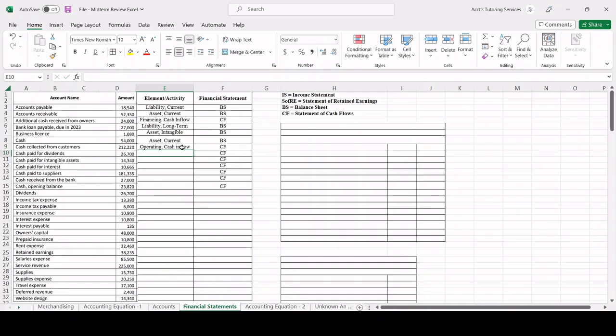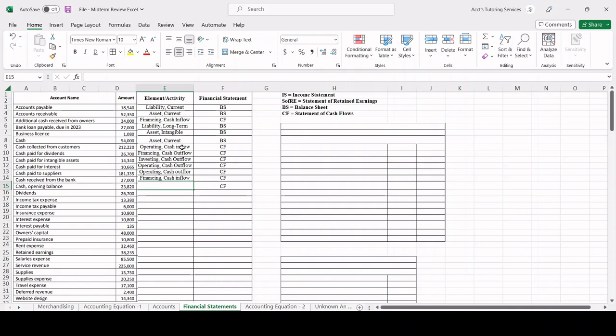Now, cash paid for dividends, that's financing because dividends are a payment out to our shareholders. That's a cash outflow. Then we have cash paid for intangible assets, that's investing. That's going to be a cash outflow. Then we have cash paid for interest. Interest you pay on a yearly basis, so that's going to be operating cash outflow. Cash paid to suppliers, operating cash outflow. Cash received from the bank, that's financing cash inflow, because we're receiving cash from the bank.